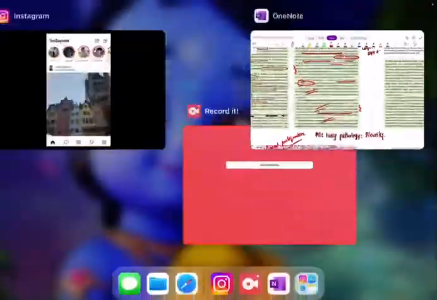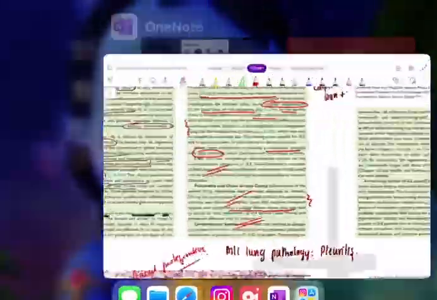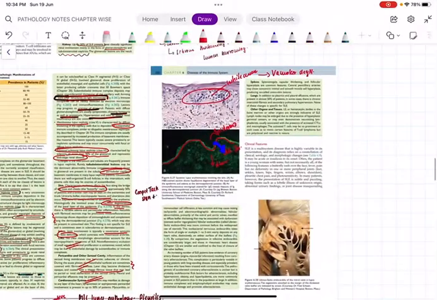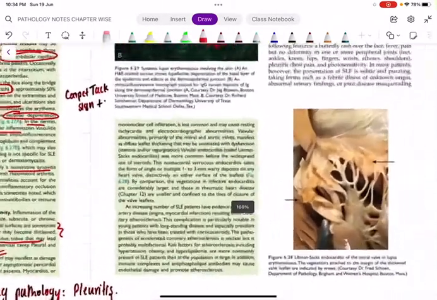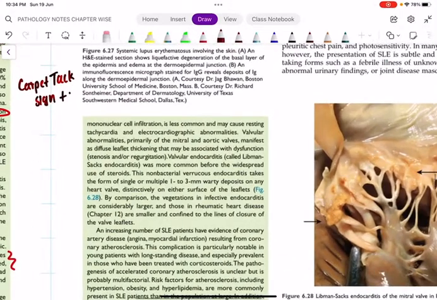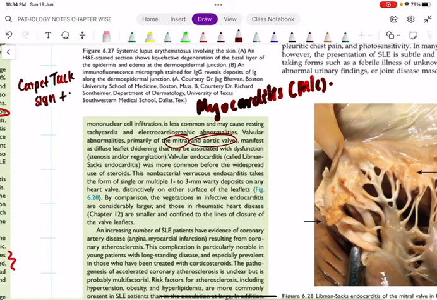Then coming to the cardiovascular system, that is very important. As far as the cardiovascular system is concerned, remember myocarditis. Myocarditis is most common, and of course there will be mitral valve and aortic valve stenosis, insufficiency, regurgitation, and the most important type of endocarditis which we encounter in SLE is Libman-Sacks endocarditis. Okay, what is Libman-Sacks endocarditis?